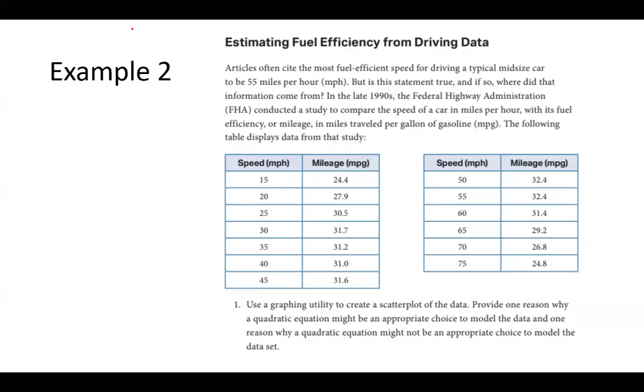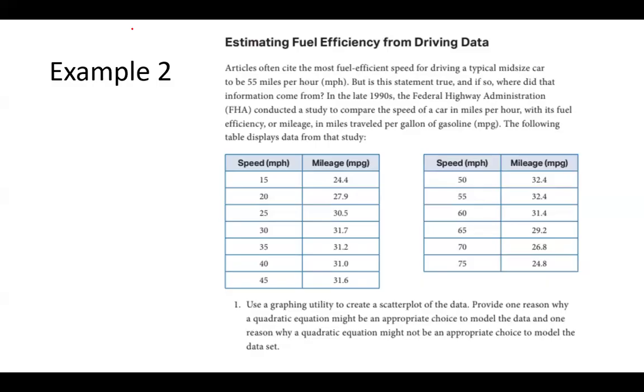So in the late 1990s, the Federal Highway Administration conducted a study to compare the speed of a car, in miles per hour, with its fuel efficiency or mileage in miles traveled per gallon of gasoline. The following table displays that study. So if a person was driving 15 miles per hour, they ended up using 24.4 miles per gallon. Does that make sense? If the person was driving 20, this is how much they use.